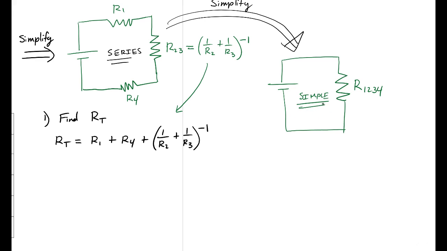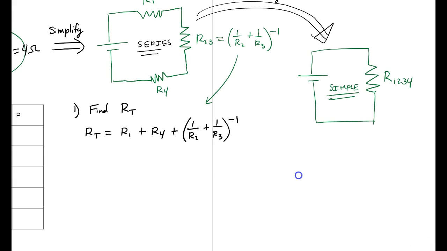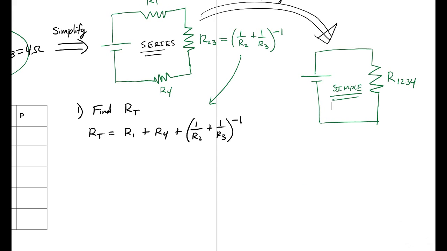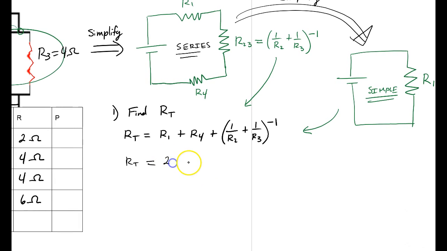Okay, most people, and I would say 90%, need to see the simplification before they write the equation. Okay, the only reason why I went ahead and wrote the equation is because I've done a ton of these. Okay, but simplify and then write the equation. Okay, so our total is going to be R1, which is how much? 2, plus R4, which is 6, and plus R2, 3.